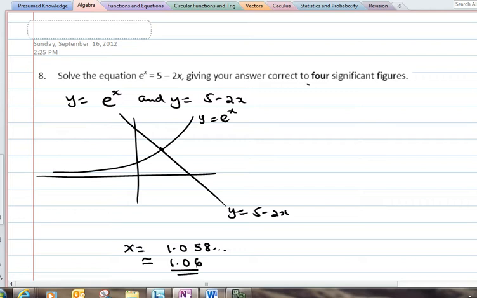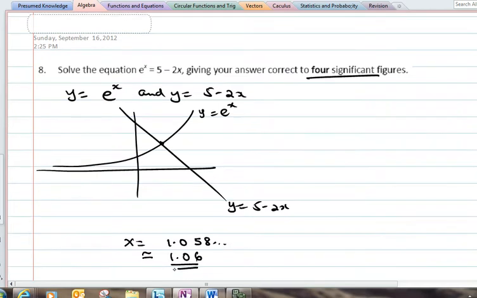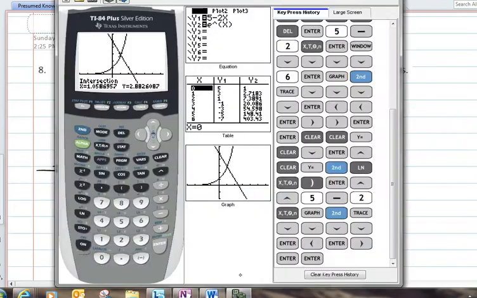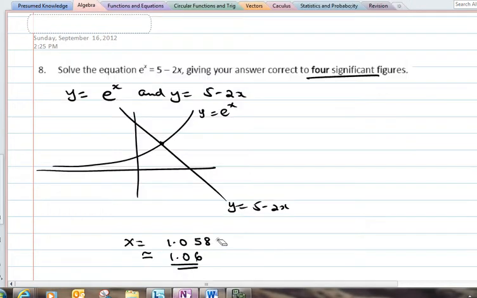which is 1.06. Oh, but it actually asks for 4 significant figures, and therefore that's 1.059. So that point there is 1.059 because of the 4 significant figures.